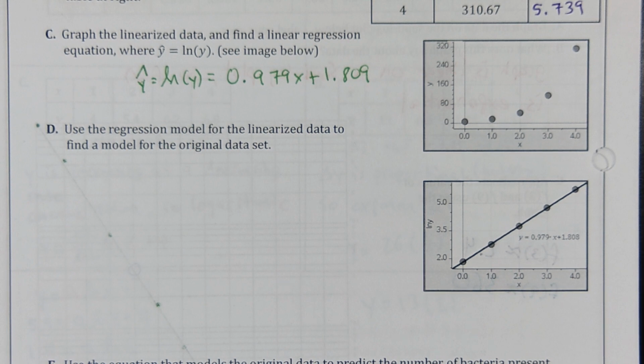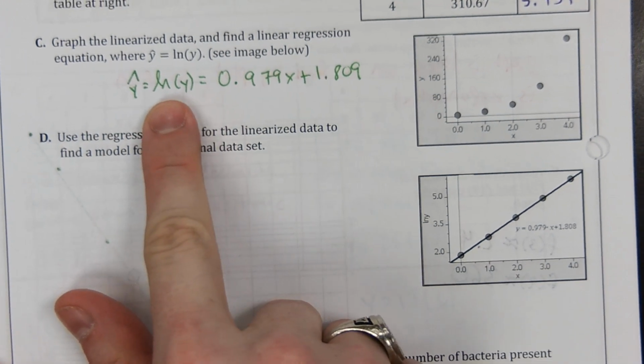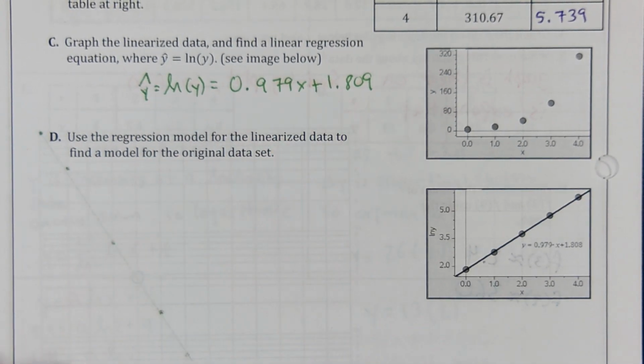Part D says use the regression model to find a model of the original data set. So rather than asking the calculator to do an exponential model for us, we're going to use the linear model to get the exponential model.